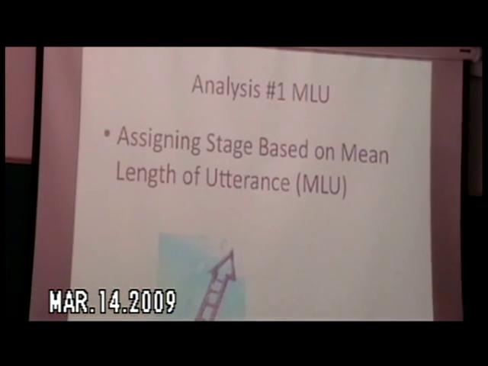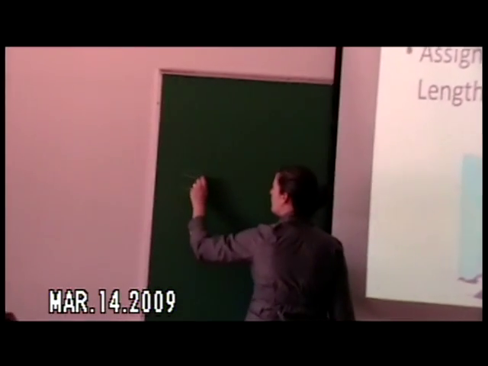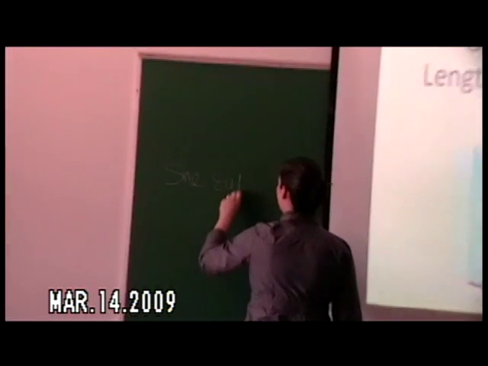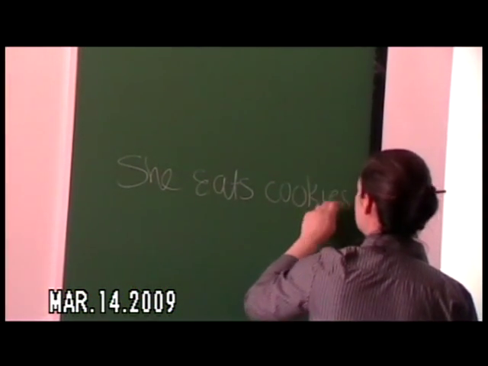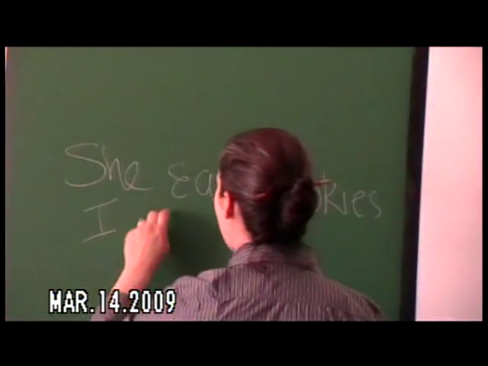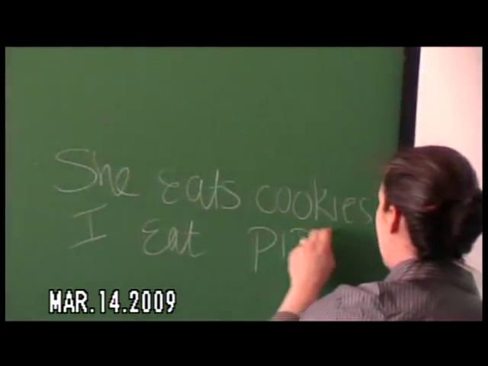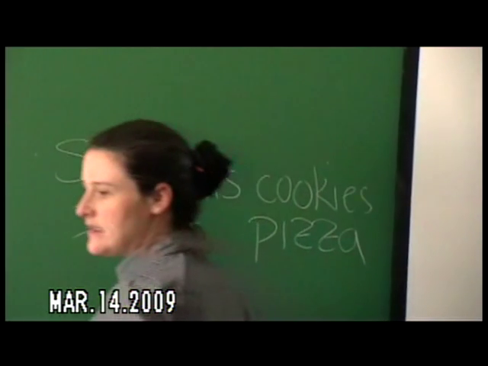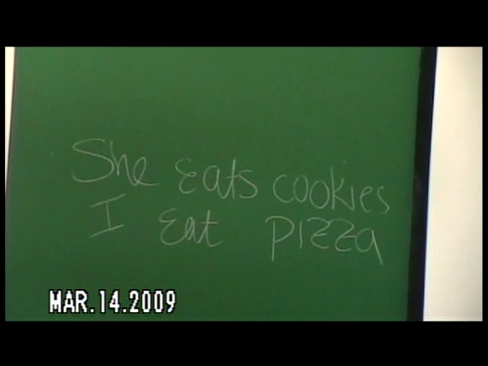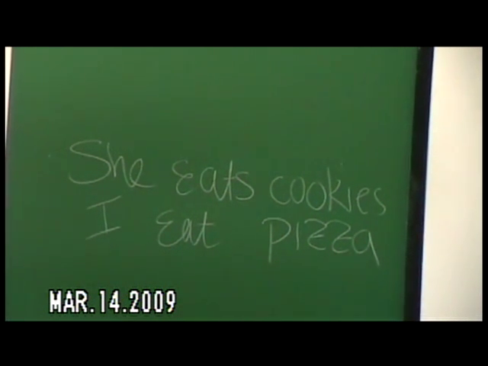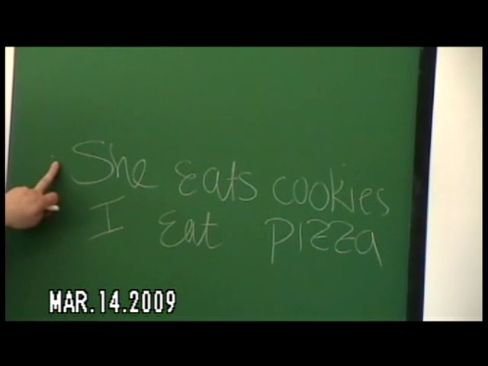And an example that I think is an important one to realize, so take the sentence, she eats cookies, I eat pizza. How many words are in those two sentences? She eats cookies, I eat pizza. There's 3 each. Do they have the same number of morphemes in them? No. This one has 5 in it, doesn't it?